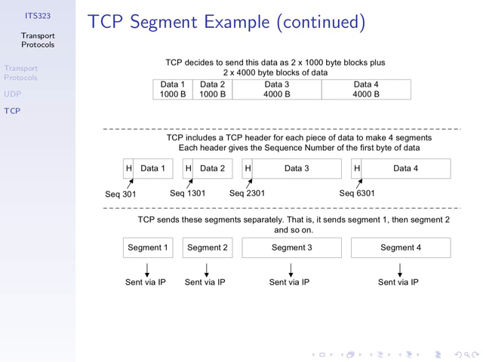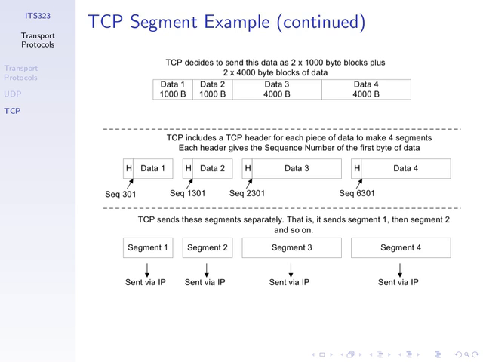This segment contains 1,000 bytes. If we number those bytes, the first number is 301, then 302. If you keep counting for 1,000 bytes, you'll get up to 1,300. 1,000 bytes in there. And of course, we include the header. That is our entire TCP segment.